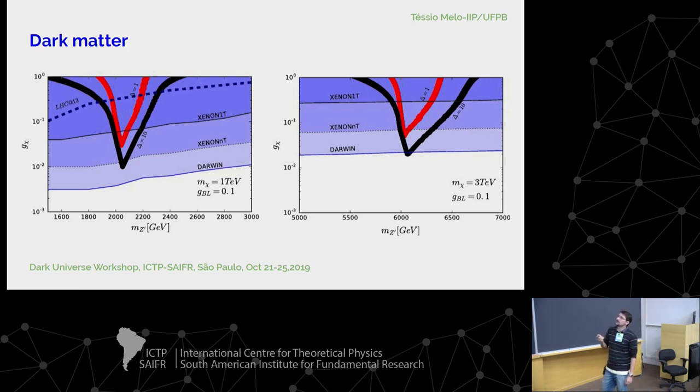So for this specific value of a dilution factor of 10, we see that there is more parameter space available. But even in this case, the future experiments will be able to rule out this scenario if no signal is seen. So if you increase the mass of the dark matter from 1 TeV to 3 TeV, we have to increase also the mass of the Z prime, because you have to stay at the resonance. But the situation doesn't change much qualitatively. Notice here that the bound from the LHC doesn't even appear, because you have a heavier Z prime.